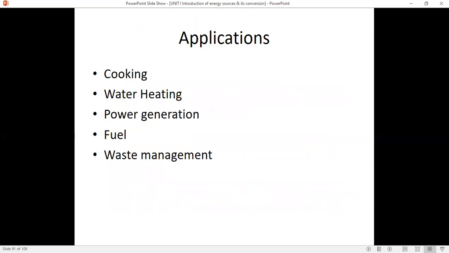Coming to its applications, it can be used in cooking, water heating, power generation, as a fuel, and in waste management processes. Especially, we must use this biomass energy extraction process.